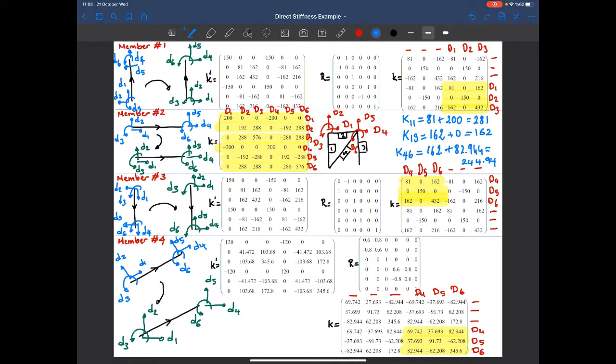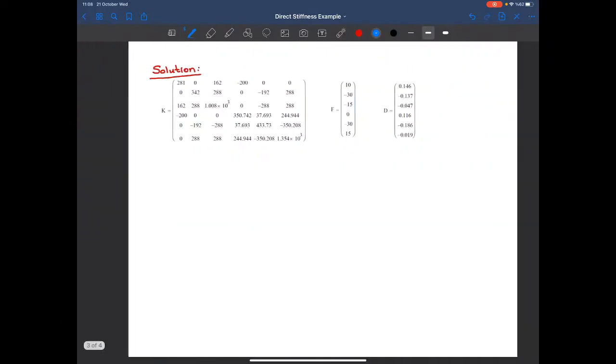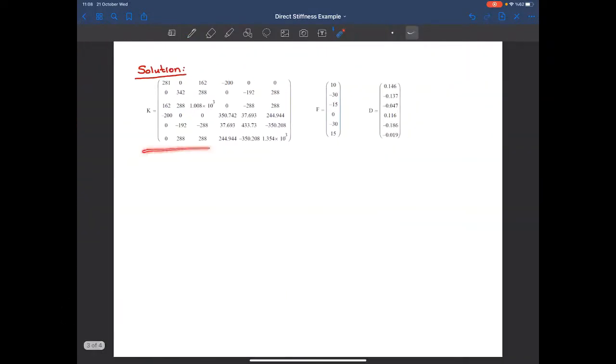Okay, so we repeat this for every coefficient of the stiffness matrix, and at the end of the day, this is our structural stiffness matrix. This is K44, K11, K13. These are the values that we worked on. So you repeat the same procedure and obtain your structural stiffness matrix. We already determined the force vector. Now all we need to do is to calculate the following.